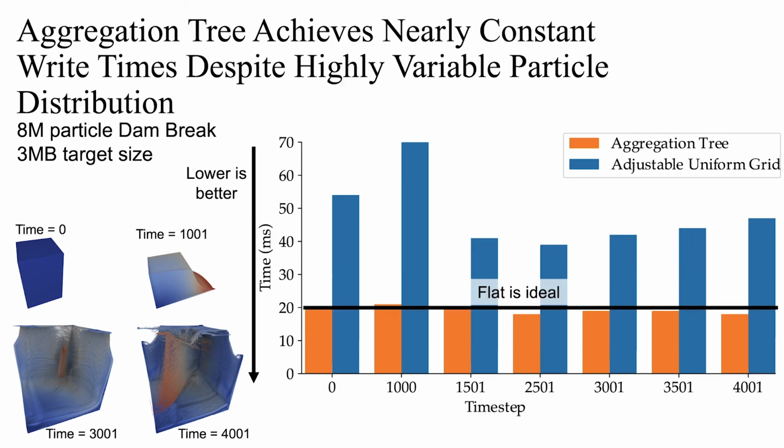What I want to point out furthermore is that because the dam break has a fixed number of particles, and thus the output data size is fixed, we would expect an ideal I/O system to achieve constant write times. So here I put this flat bar across the plot because this shows where we would expect an ideal I/O system, say maybe not at 20 milliseconds, but an ideal I/O system should achieve constant write times for writing a constant amount of data. And so while the adjustable uniform grid is strongly affected by the changing distribution of particles, our approach achieves nearly constant I/O times on this dataset.